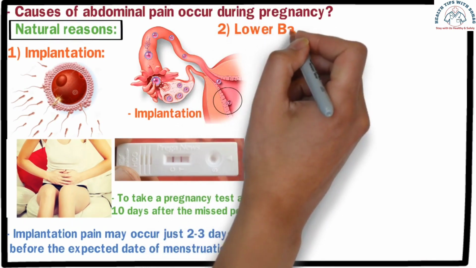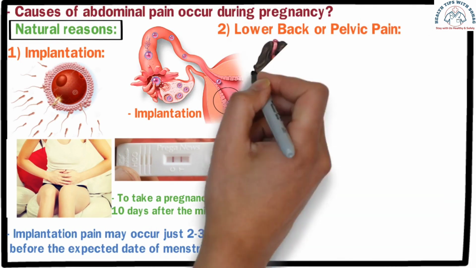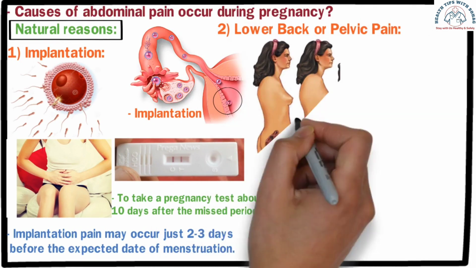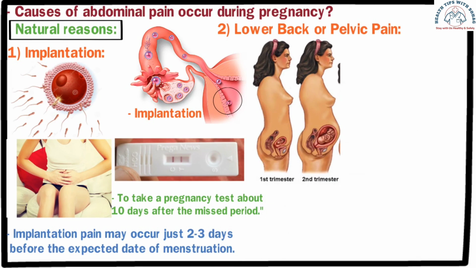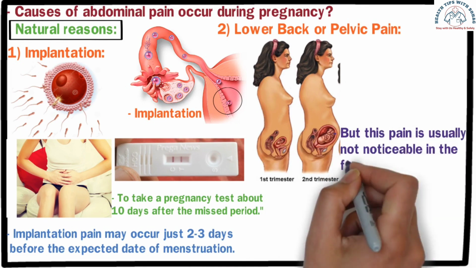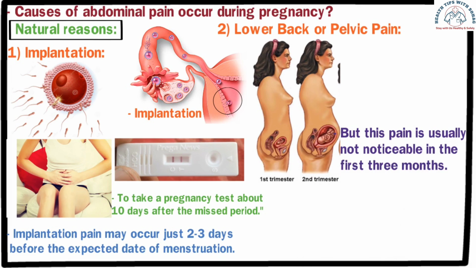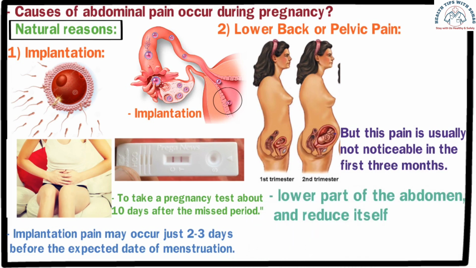Number 2. Lower back or pelvic pain. Due to pregnancy, the embryo gradually grows inside the uterus after implantation. The expansion of the uterus may cause occasional mild pain, although this pain is usually not noticeable in the first 3 months. This pain typically occurs in the lower part of the abdomen, and resting for a while often helps in alleviating it.